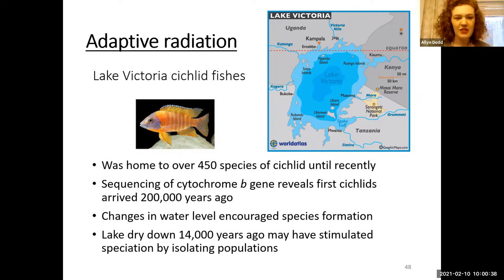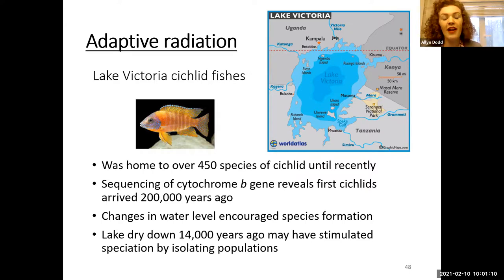Okay, so let's talk about the Lake Victoria cichlids. So cichlids are, this is a cichlid, they're fishes that live in this huge, basically like a freshwater sea. It's huge in Africa. And there were over 400 species of cichlid until recently. I'll tell you why in a minute. And we know that there were cichlids that arrived 200,000 years ago in this lake.